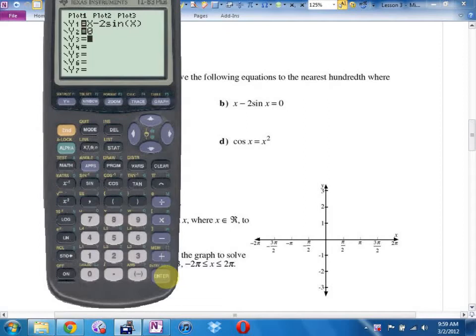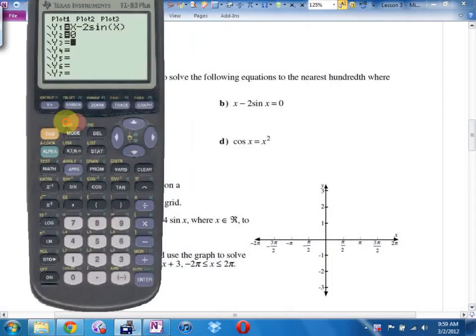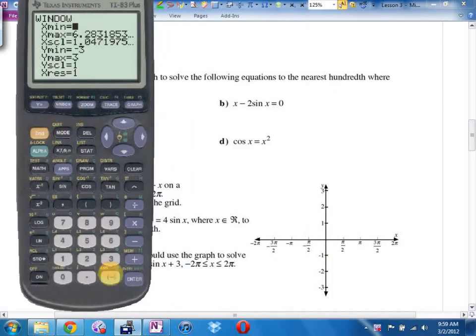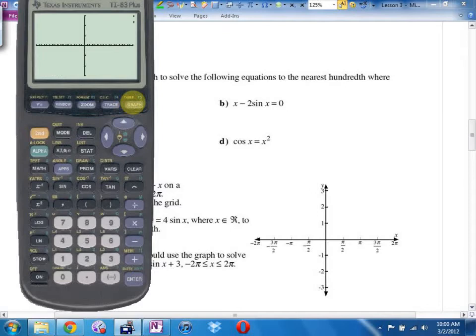View window. Did they give me a domain? No. I'm not sure what this looks like. I'm going to go from negative 3 pi to 3 pi. My fallback scale is pi by 6. Let's try this for now. Hit graph. Oh, that's what that looks like.